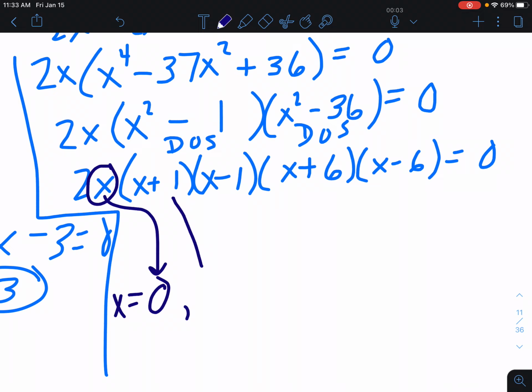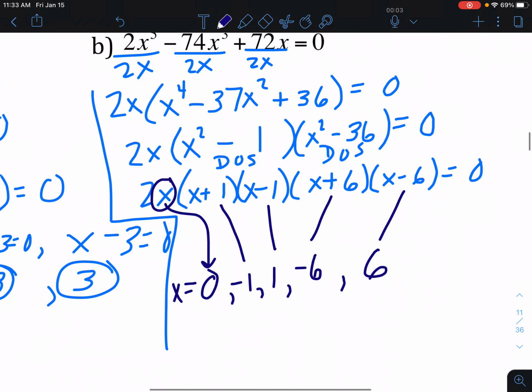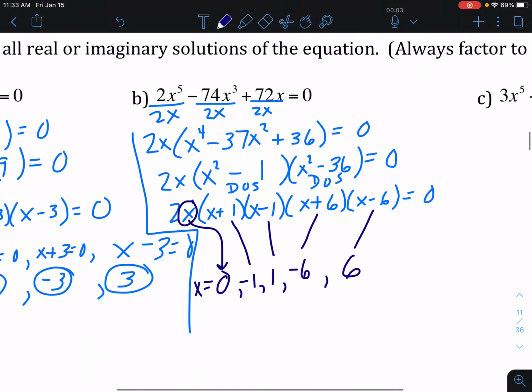This guy would be -1. This guy would be 1. This guy would be -6. And this guy would be 6. So with the solving equations at the end, you can take some shortcuts there. So we had 5 answers.